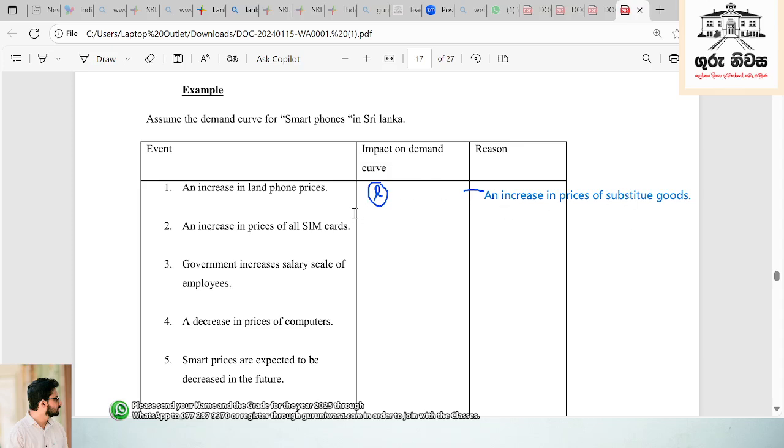Next one, an increase in price of SIM cards. Assume the price of a SIM card increases to 20,000, 25,000. Just imagine, suddenly what happens to the SIM card and mobile phone? What is the relationship? Demand falls. Yes, these are complementary goods, right? If SIM cards become so expensive, demand for smartphones might fall. It means the demand curve shifts to the left side. Write down: demand curve of smartphones will shift to the left side.